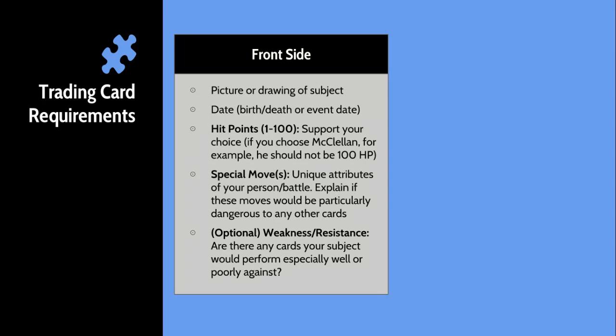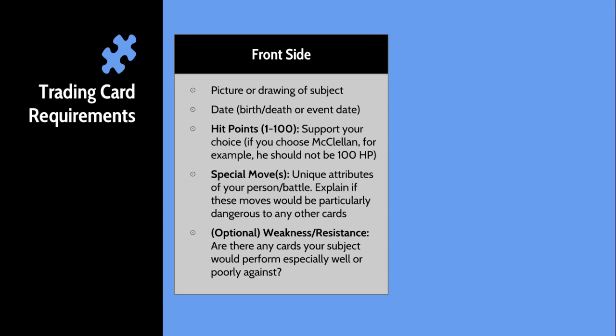You need to give some type of date. So if it's a person or group, give a birth or death or creation date, or an event date if we're talking about a battle or a law. You're going to give your subject hit points from 1 to 100, and then obviously support your choice. So for example, if you choose General McClellan, we know that he should not be 100 hit points because he was not a good military commander.